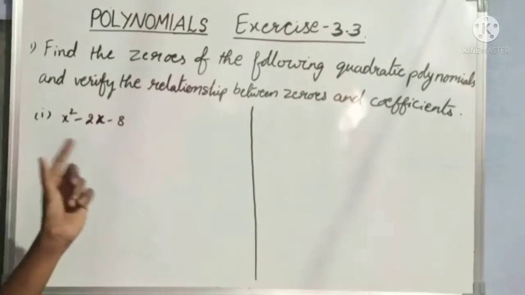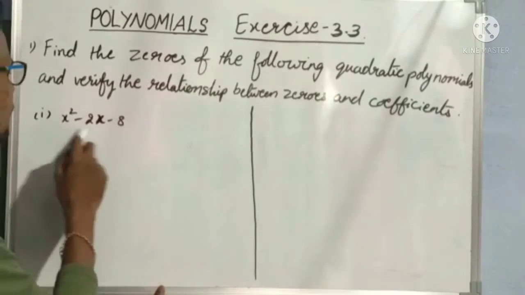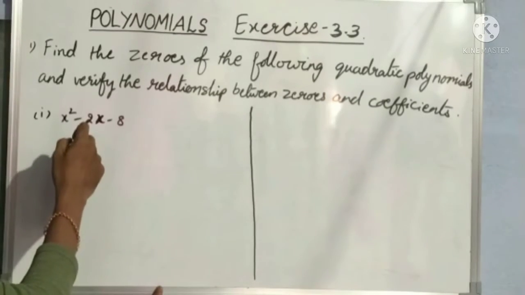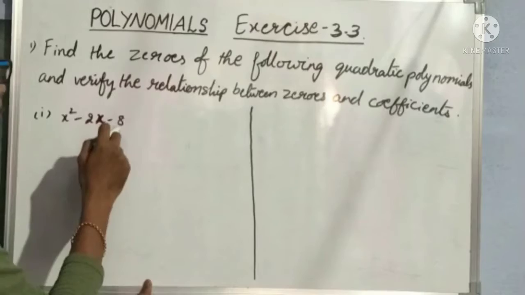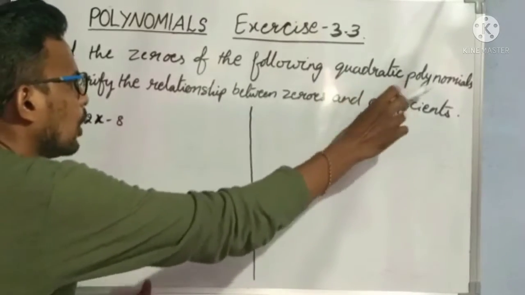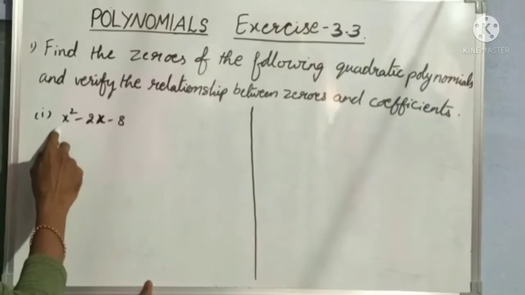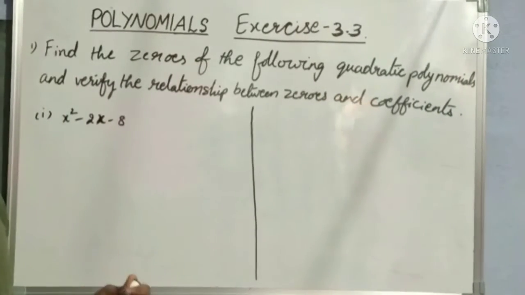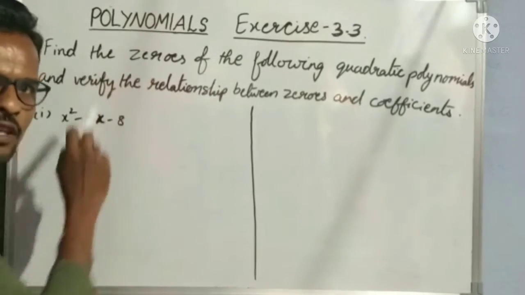So first we have to find the zeros of this given quadratic polynomial. Whenever the degree of the polynomial is 2, such a polynomial is called a quadratic polynomial. Here also the degree of our polynomial is 2, so this polynomial is a quadratic polynomial.